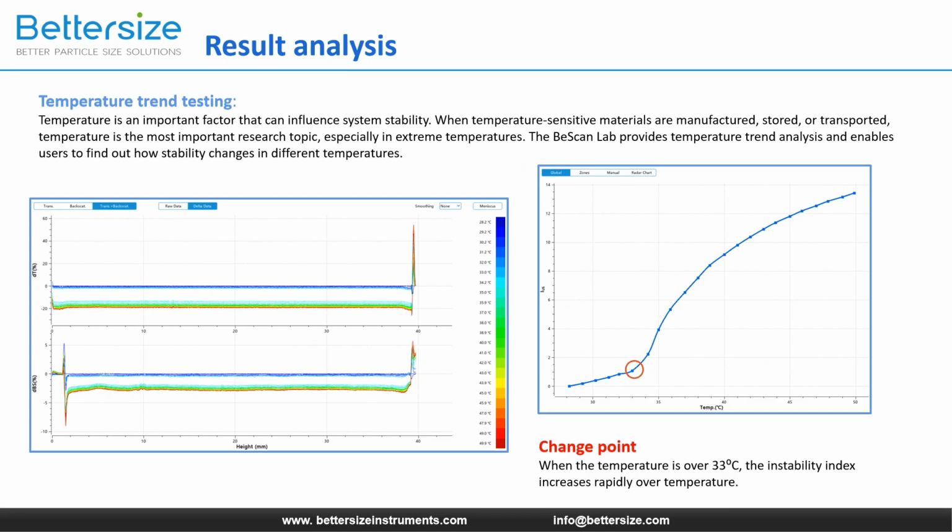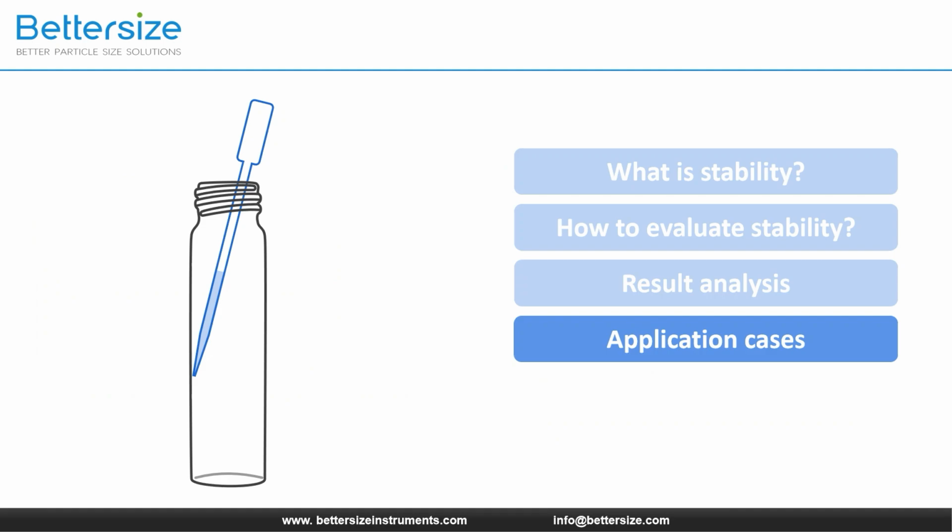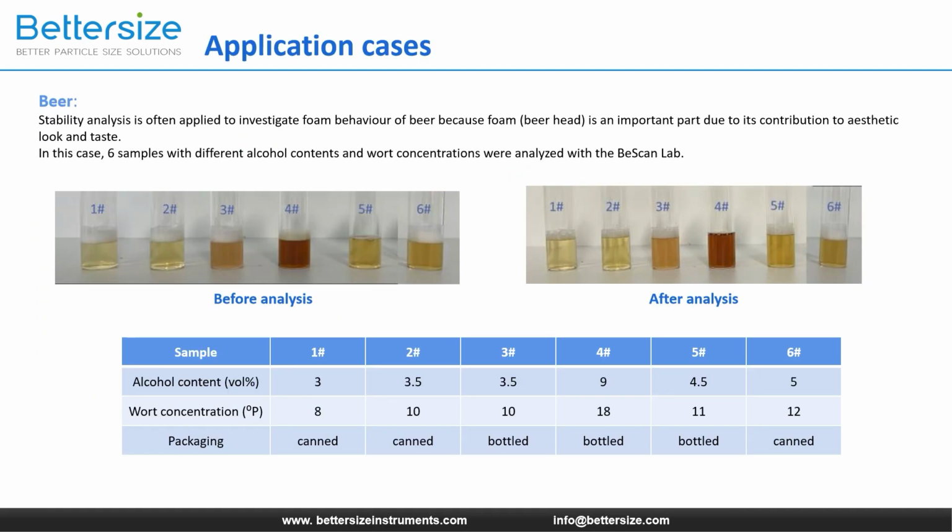A sample can be analyzed in high or low temperatures. For example, agrochemicals are often analyzed over 15 degrees Celsius to observe their stability under high temperatures. The example in this slide shows the change point of the sample is around 33 degrees Celsius because after the change point, the instability index increases rapidly. In the last part, I will show you some application cases related to stability analysis.